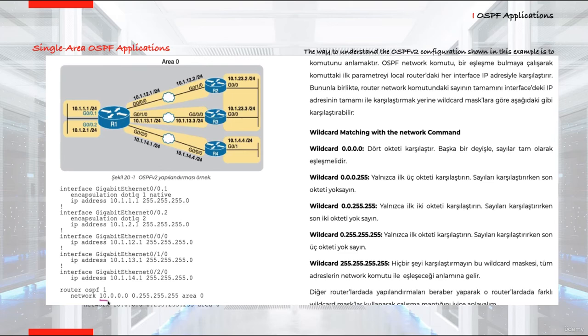Now there's a short method of calculating the wildcard and I'll show you that. As an example, we have the 192.168.1.0 network. Subnet mask is 255.255.255.0. To find the wildcard of this, we subtract the subnet mask from 255.255.255.255.